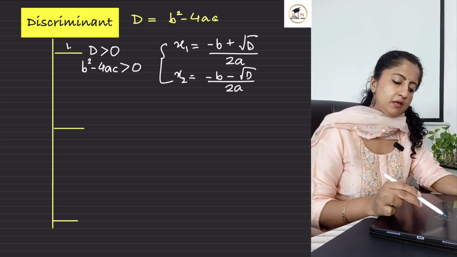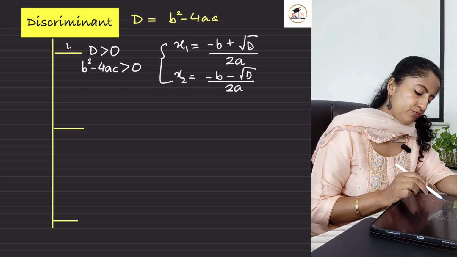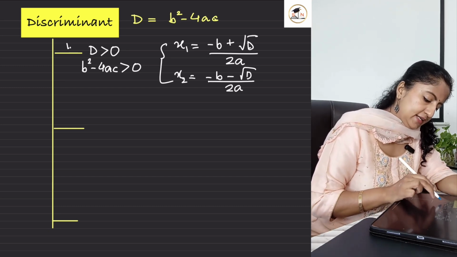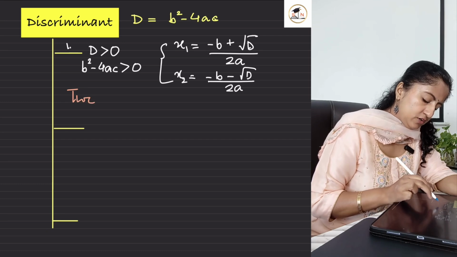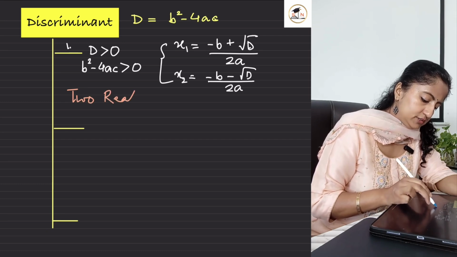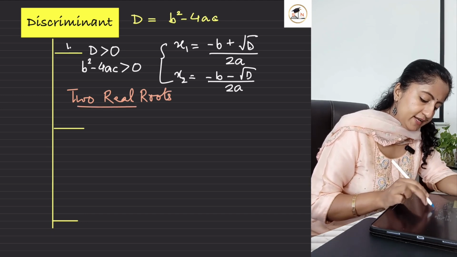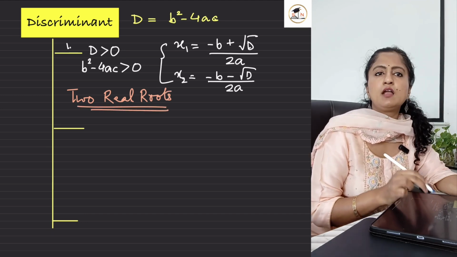So we are getting both different options. And when d is greater than 0, what is it called? We can see that they are called as 2 real roots. So the nature is defined that the roots we are getting are real.